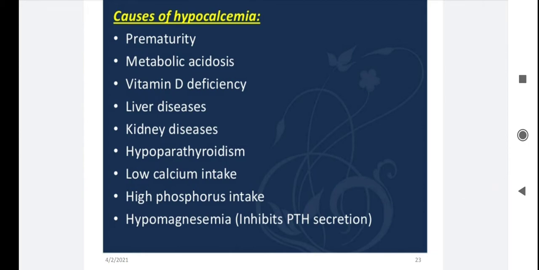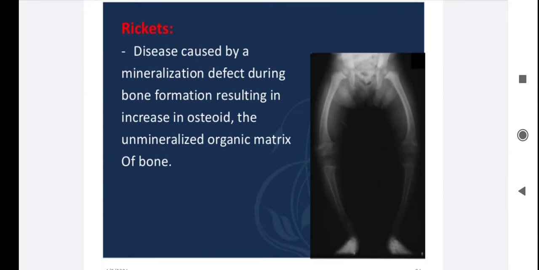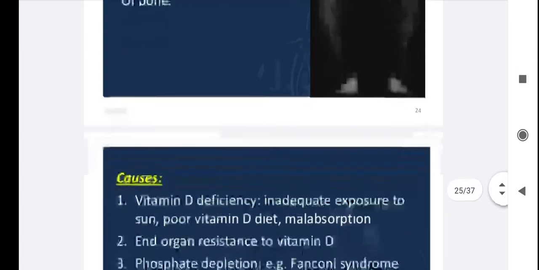Causes of hypocalcemia: prematurity, metabolic acidosis, vitamin D deficiency, liver disease, kidney disease, hypoparathyroidism, low calcium intake, high phosphorus intake, and hypomagnesemia. What is rickets? Rickets is a disease caused by a mineralization defect during bone formation, resulting in increased osteoid, the unmineralized organic matrix of bone.